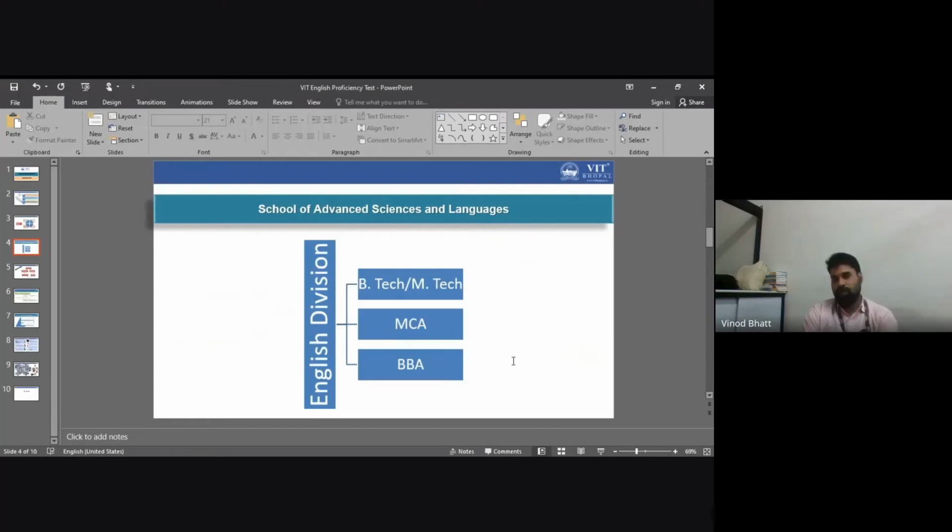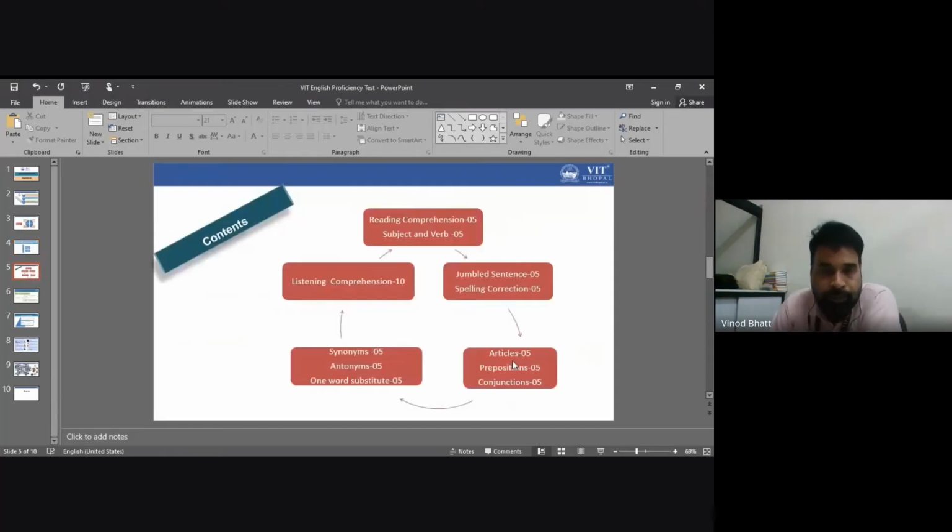If I talk about your BTech, total 160 credits, then we have 8 credits. In the first and second semester you would be having 2 courses, and probably in the third and fourth semester you would be having 2 courses related to soft skills. So this is how the English division functions here in VIT Bhopal University.